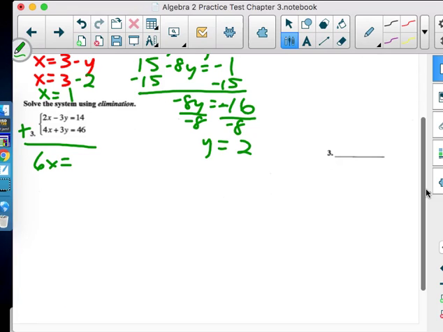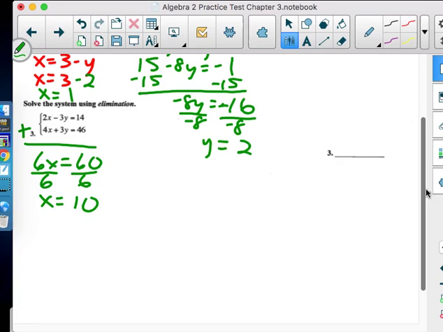Oh, this is going to be kind of nice. Look at that. 60. Well, that went fast. X equals 10. Not done, though. Still have more work to do. We have to pick one of those equations which we like better. So let's take a peek up there.